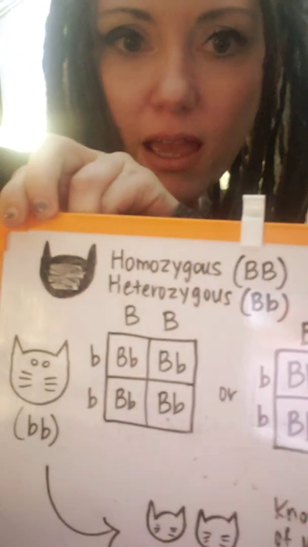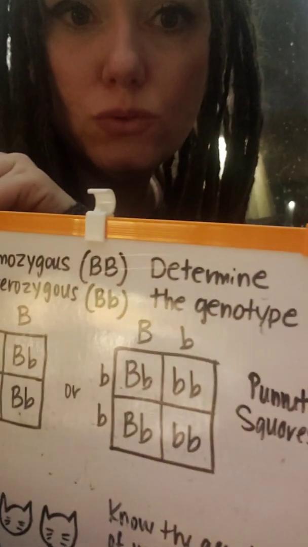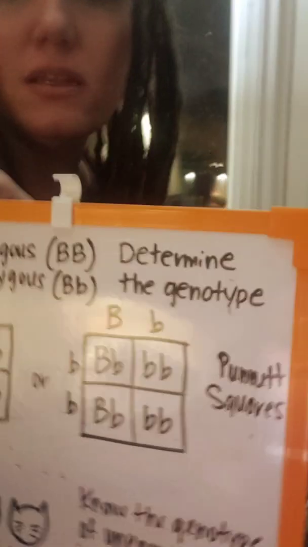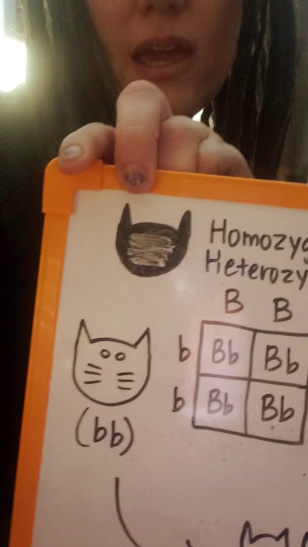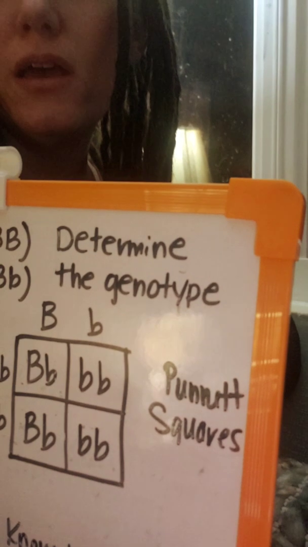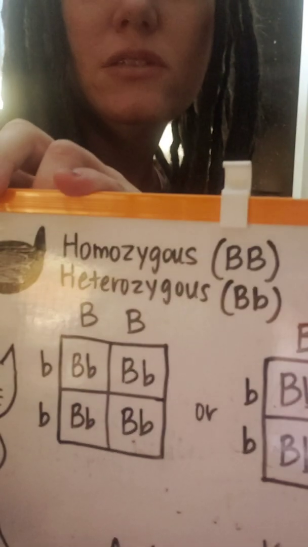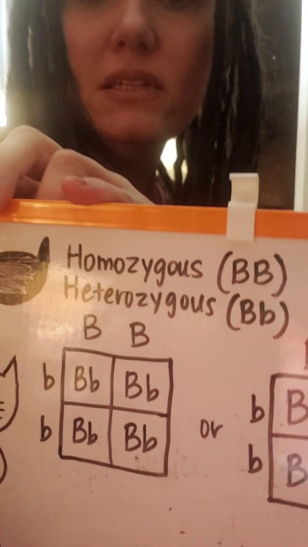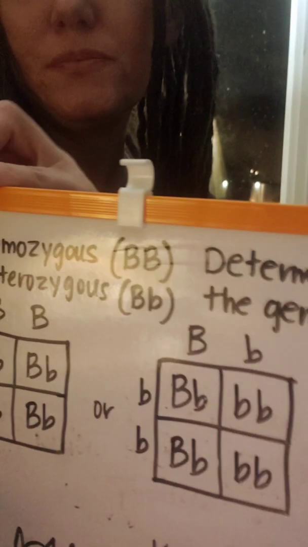As an example here, if we take a black cat and we want to determine the genotype of that cat, and we breed them with a white cat, here are the Punnett squares to determine whether that black cat is homozygous or heterozygous.